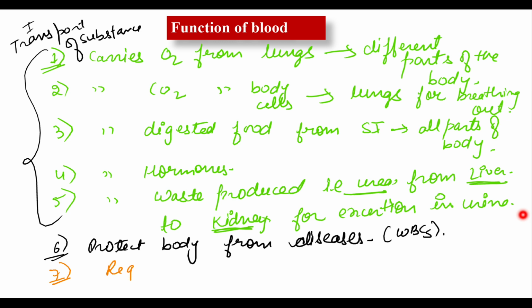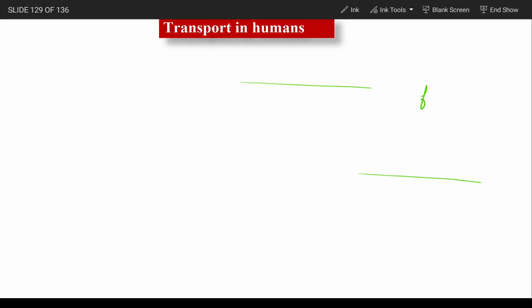Okay, it regulates body temperature. Okay, clear? So this is because blood capillaries in our skin help to keep our body temperature constant at about 37 degrees Celsius. Okay, now let's talk about the transport in humans.